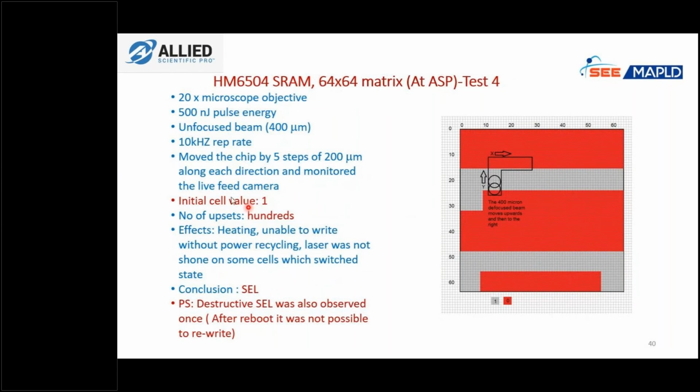And finally, we increased it to 500 nanojoules. We used a 20 times microscope objective that has a bigger throughput. We moved the beam again along this inverted L, and this time more than half of the cells turned from 1 to 0. The initial value was 1. And this time, even recycling the power would not allow us to write a 1 back to these cells, which showed that the cells were permanently damaged. This is an indication of a destructive event.